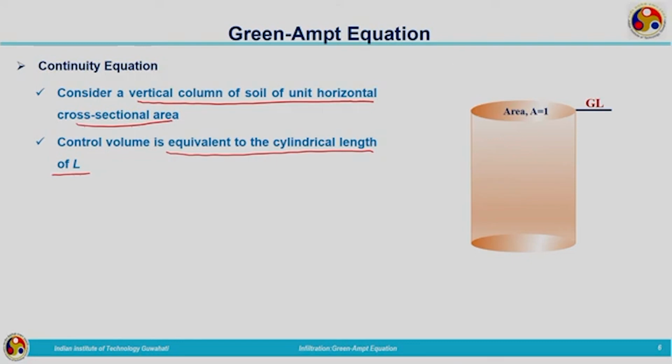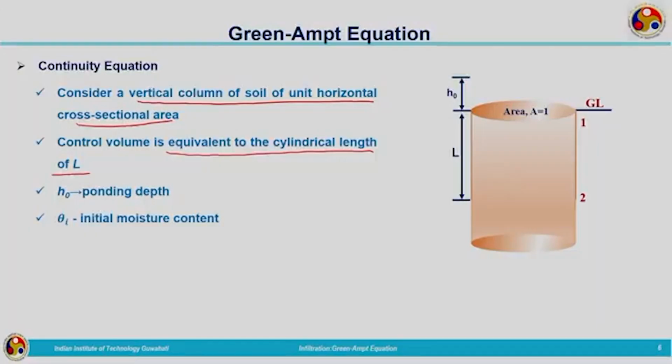How much is the depth of the control volume? It is equivalent to length L, considered between two sections 1 and 2. This much depth is considered as the control volume depth, and this equation is derived based on the assumption that potential infiltration is taking place. A sufficient quantity of water is available for the infiltration process. So, there is a ponding depth we are considering. Water is ponded above the ground surface to a depth of h naught. Now, the initial moisture content we have seen is represented by theta i. This is the ponded depth.